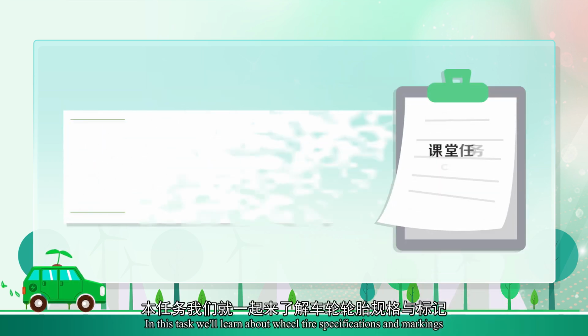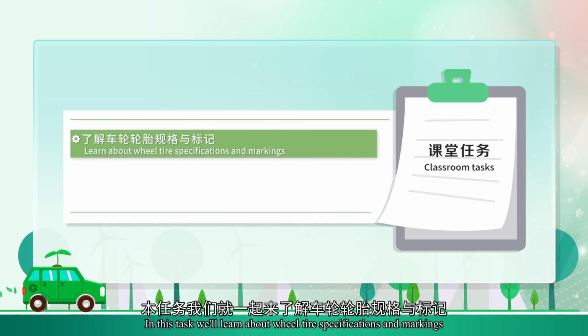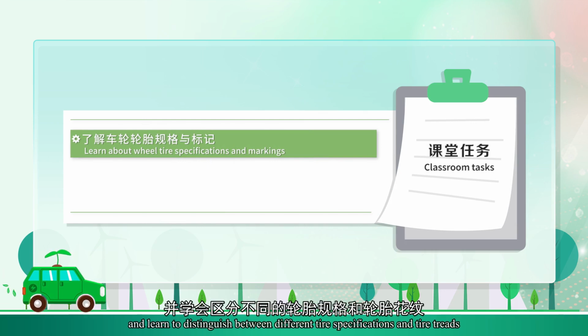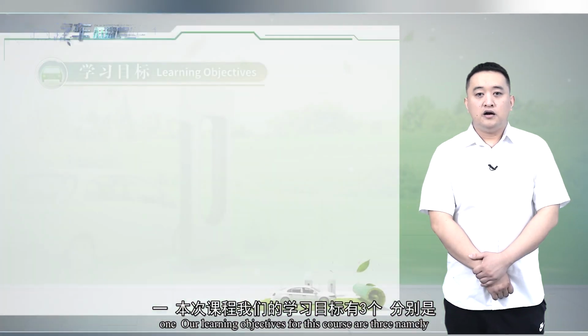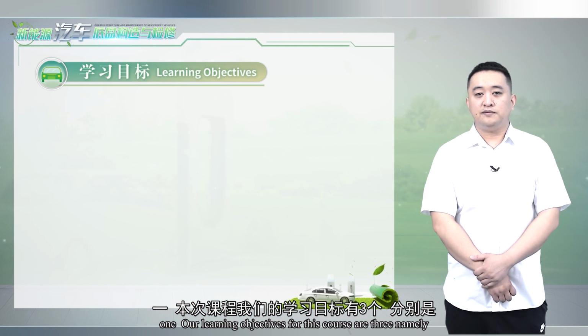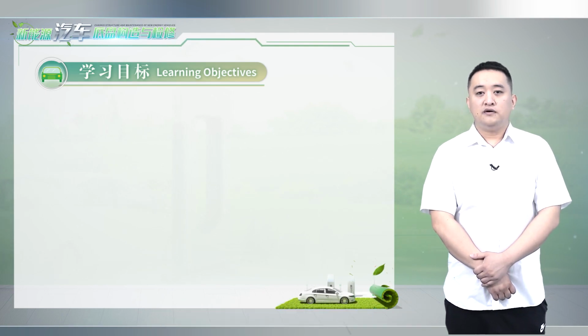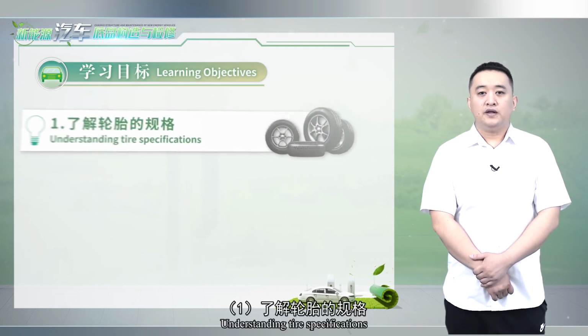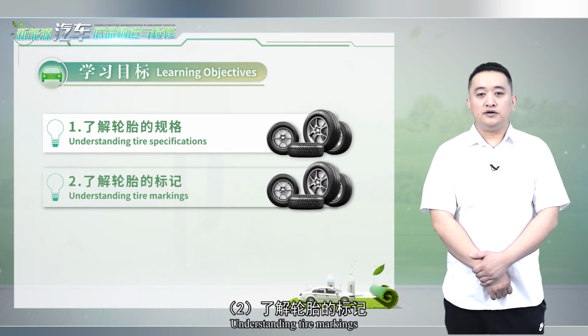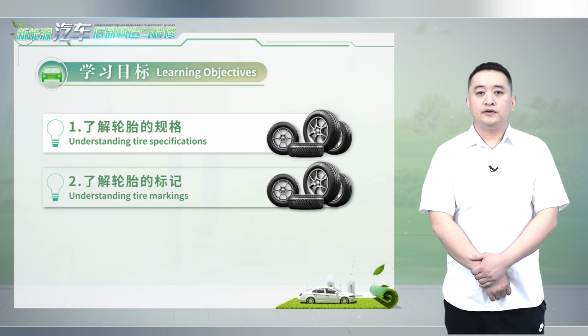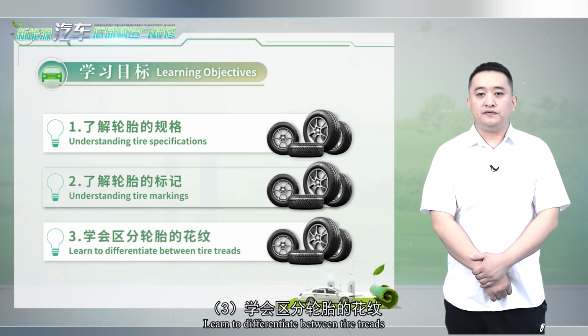In this task, we'll learn about wheel tire specification and markings, and learn to distinguish between different tire specifications and tire treads. There are 3 learning objectives for this course, namely: understanding tire specification, understanding tire markings, and learning to differentiate between tire treads.